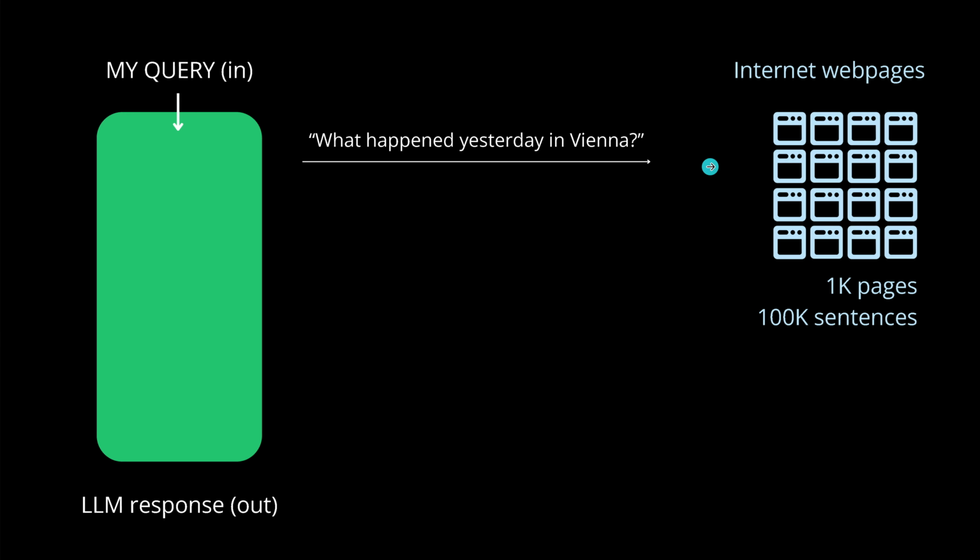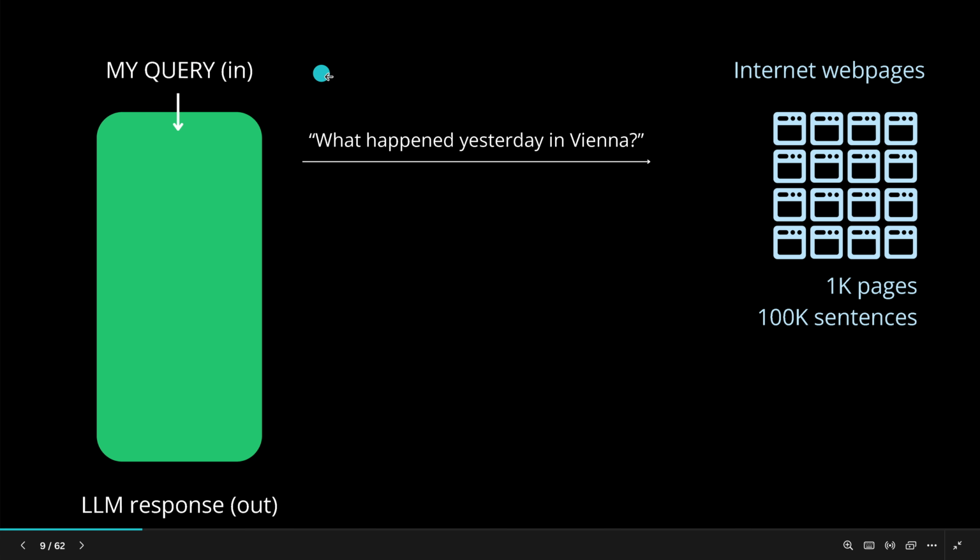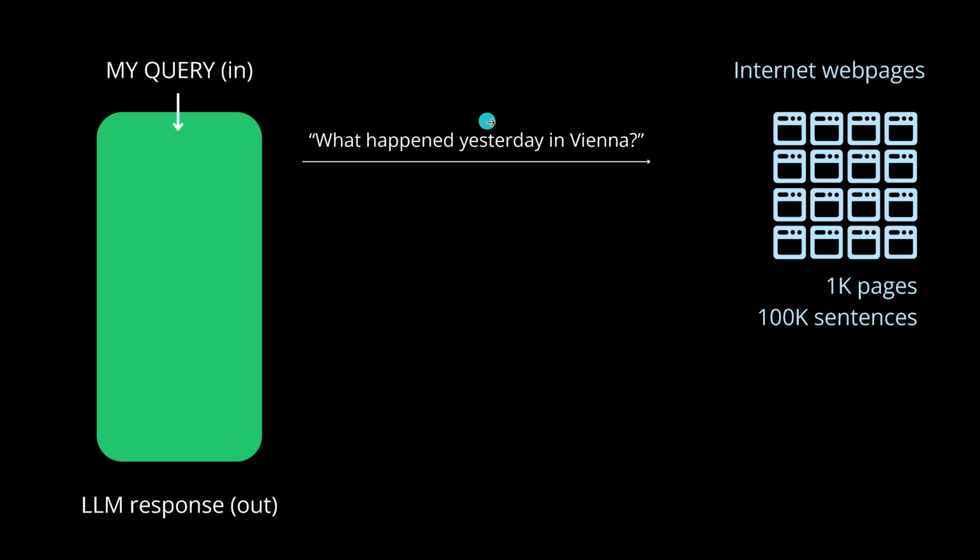So here we start with RAG. You know the basic situation that we start from: we have an LLM, I have my query, and I want a response from the LLM. Now, if I ask the LLM, hey, what happened yesterday in my hometown, Vienna, Austria? Of course, the LLM cannot have this in its learned information. So we go to the internet web pages. We look at about 1,000 pages. We find 100,000 sentences of information.